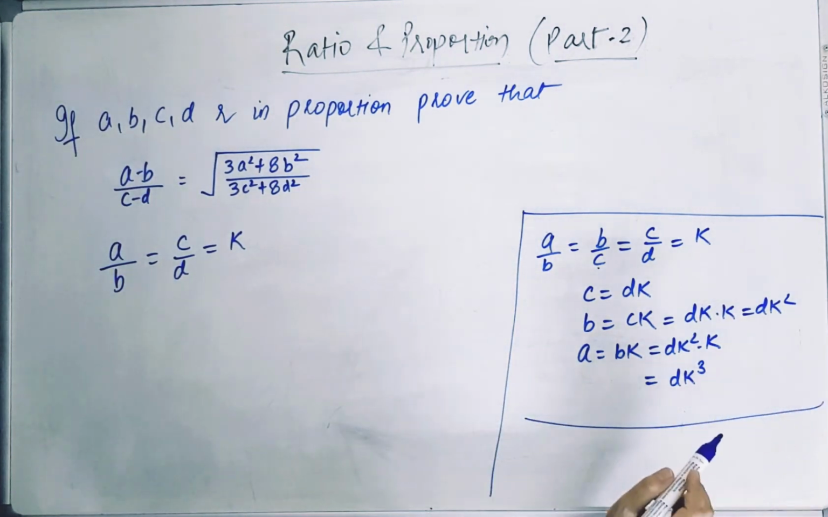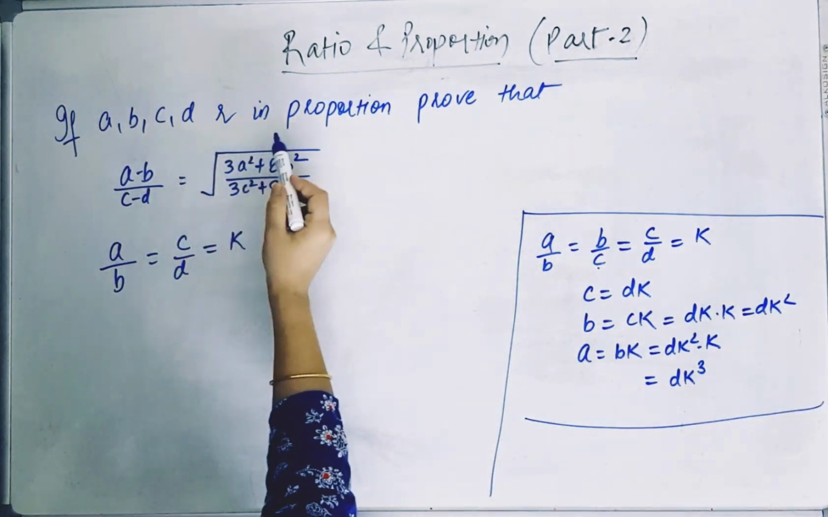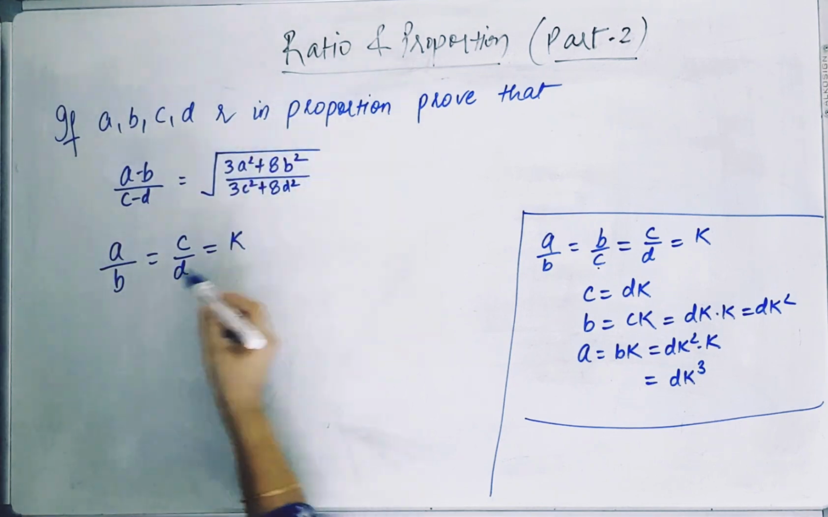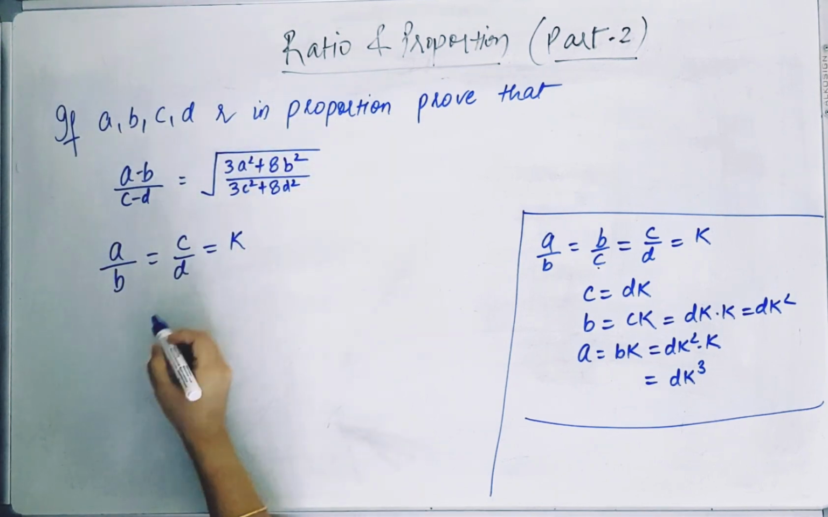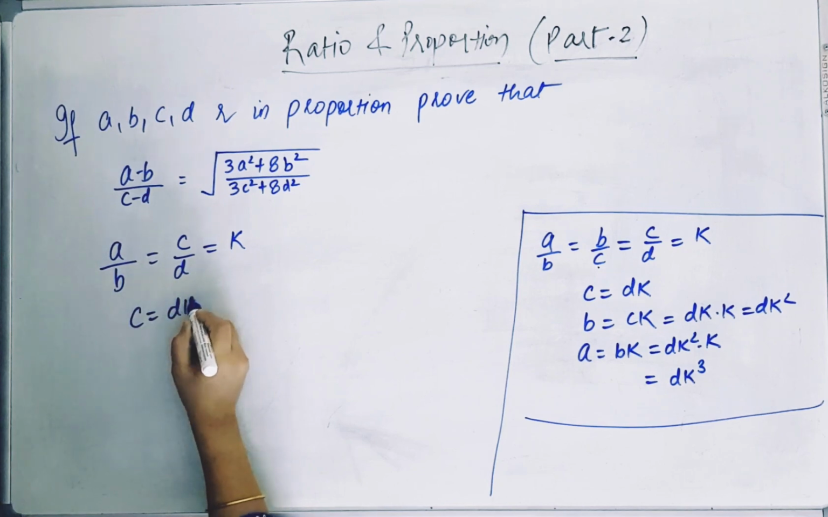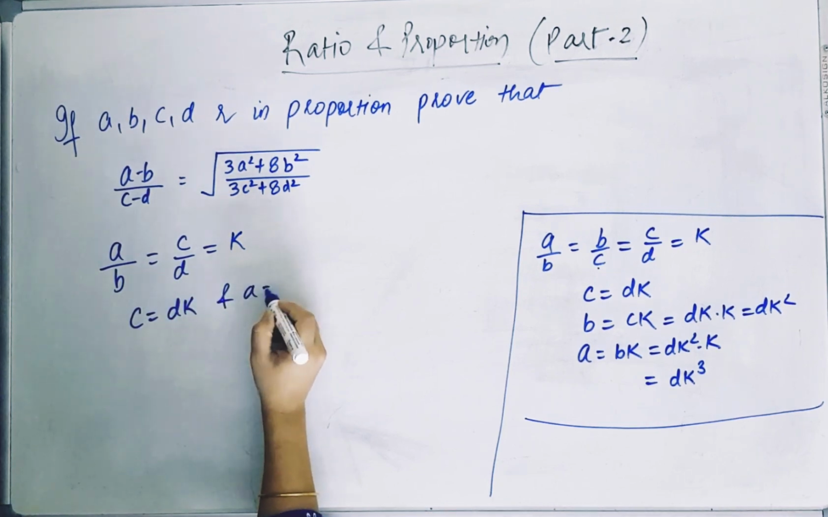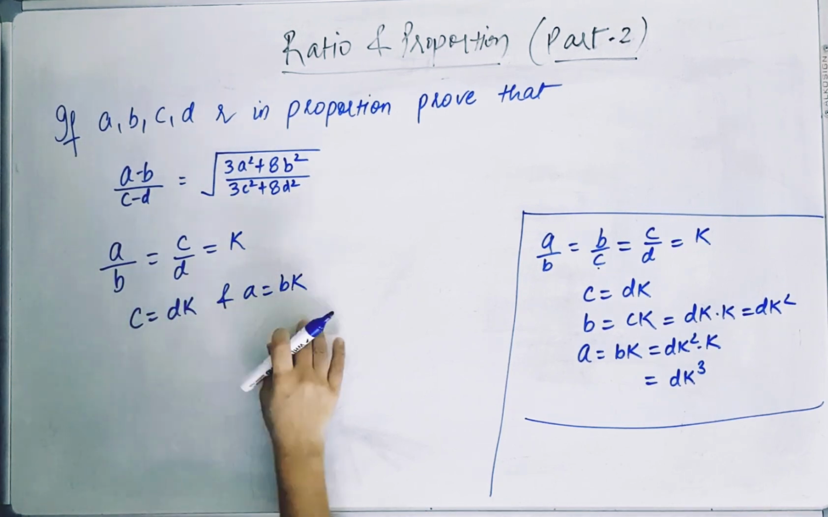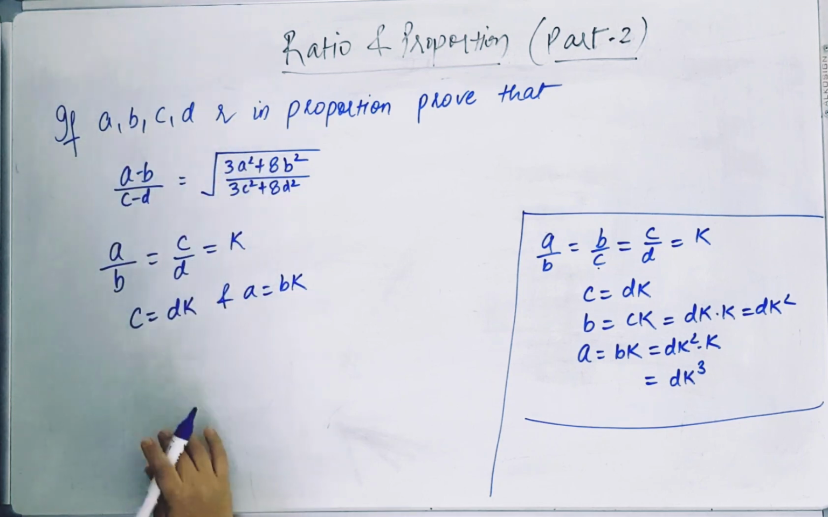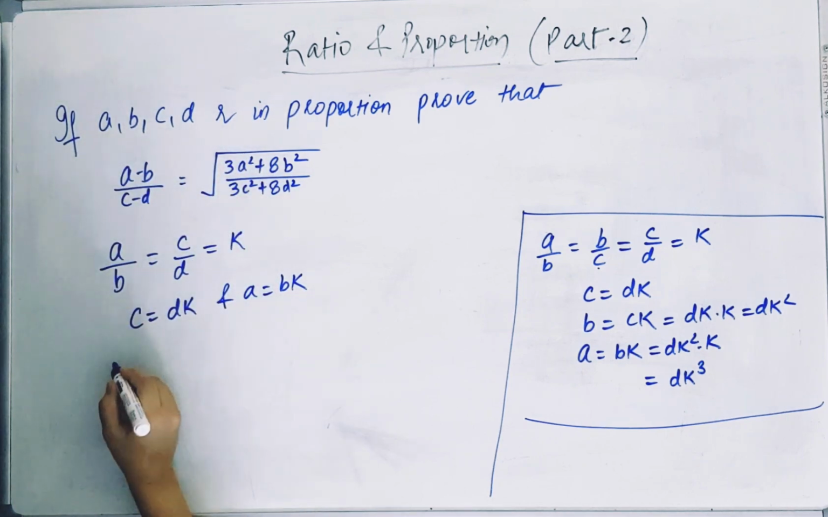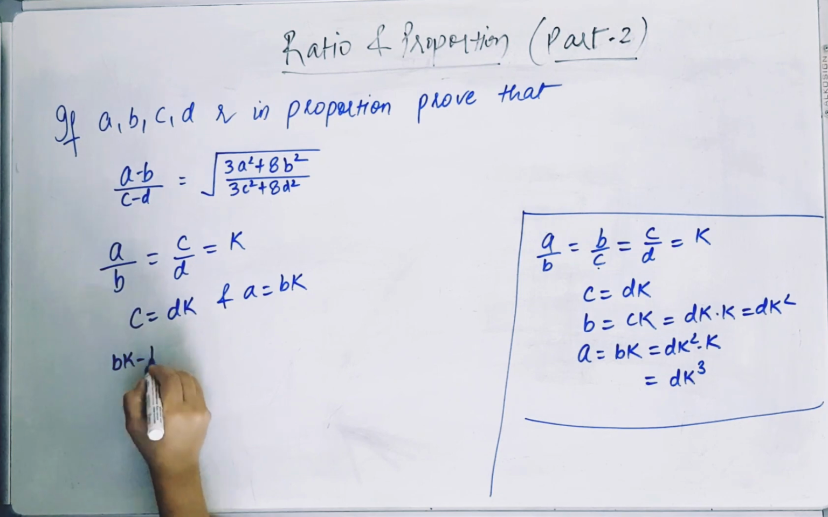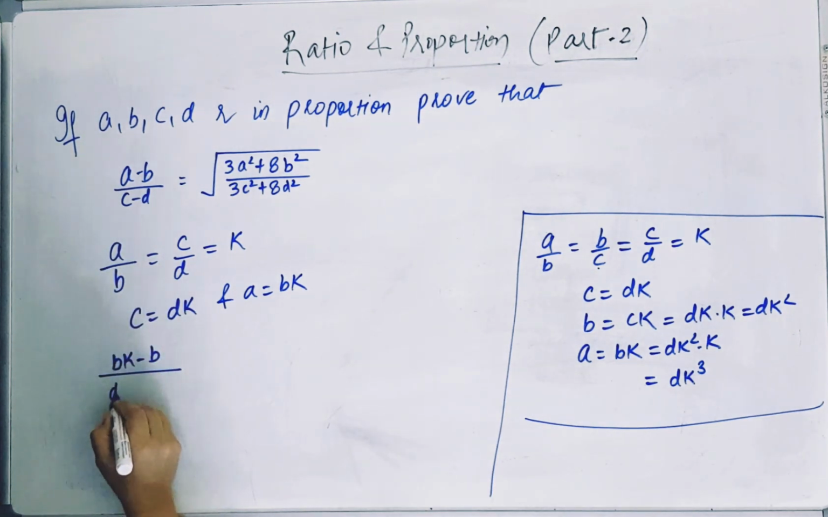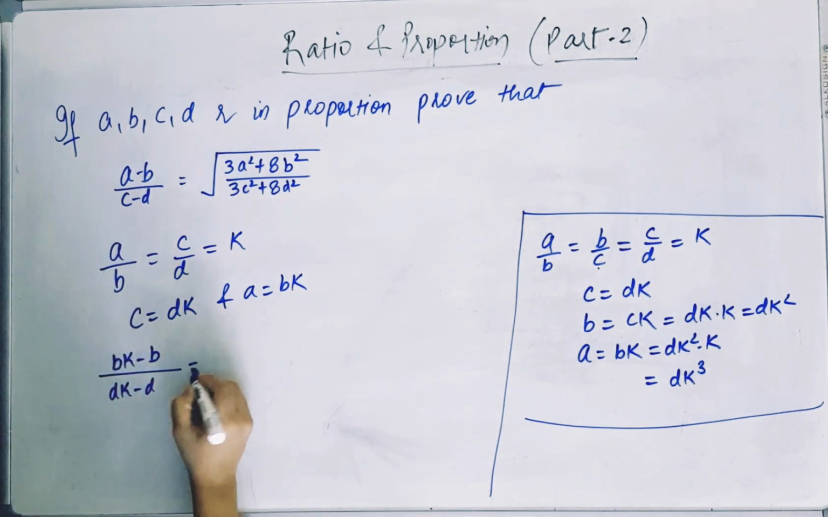अगर क्वेश्चन में इन्होंने यहाँ पर लिखा होता that it is in continued proportion, तो we would have taken these values. But in question they have mentioned that it is in proportion. So we'll take only these values. Thus, the value of c will be dk and value of a will be bk. So putting these values, whatever is given in the question, a की जगह पे हमको क्या रखना है? bk minus b upon c की जगह dk minus d.